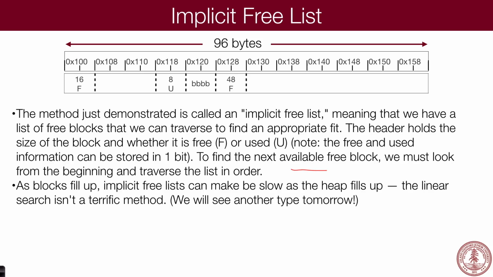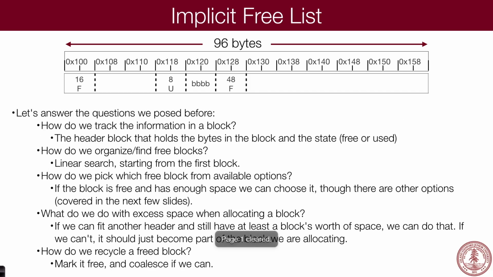This is actually a relatively straightforward one to write, all things considered. We can find the next available block just by walking through the list and doing some arithmetic. But as blocks fill up, an implicit free list can be slow because linear search is not the best method in the world. It's nice and slow.